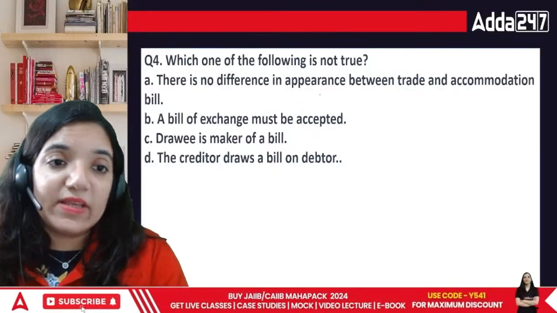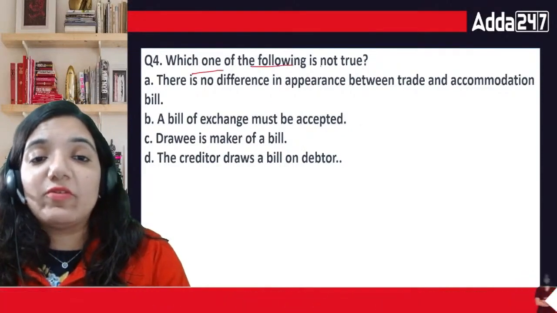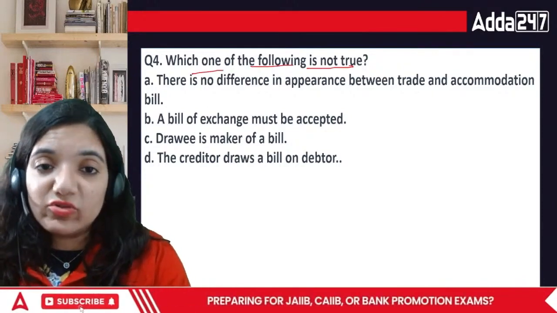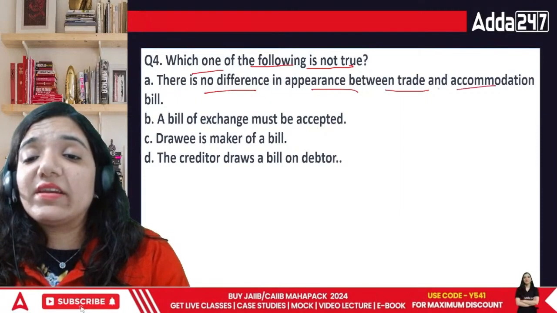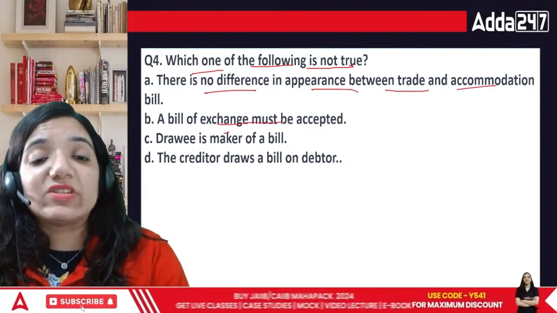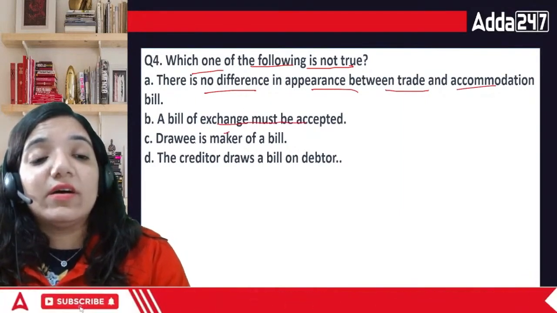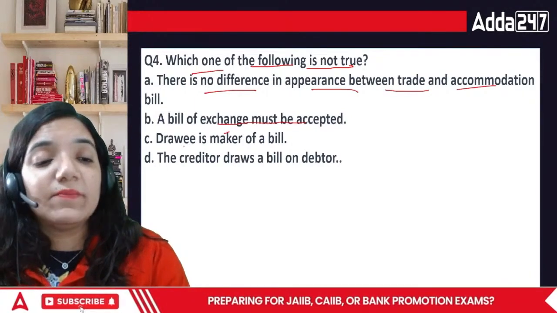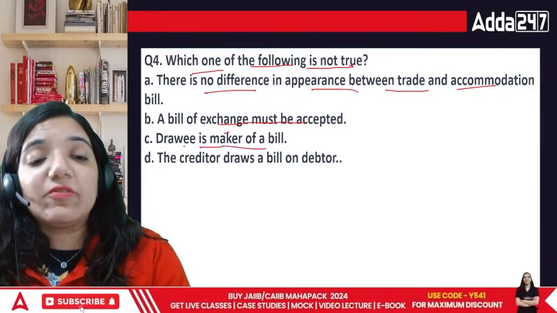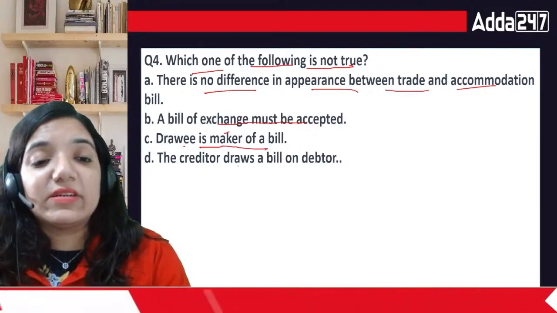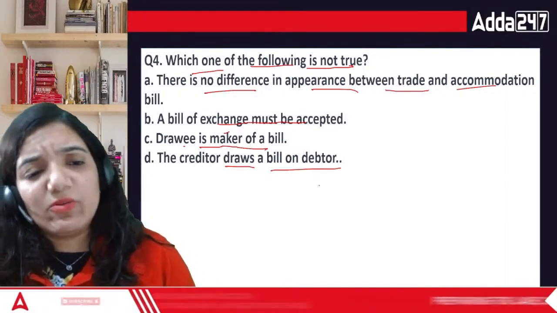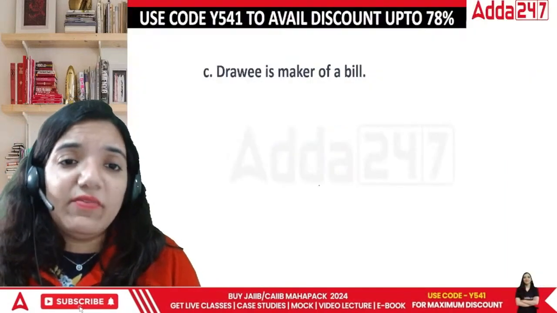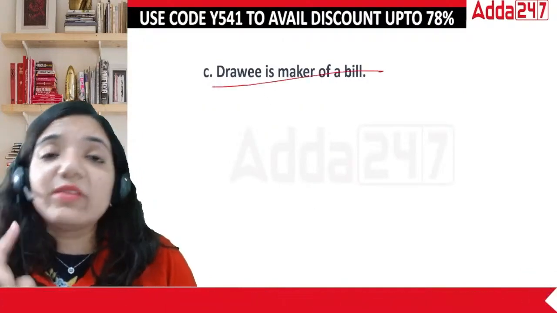Done, everyone? Then comes: which one of the following is not true? There is no difference between trade and accommodation bill. The bill of exchange must be accepted, or the creditor draws up bills on the debtor. This is also correct. When we look at the entire thing, there's only one thing wrong: the drawee is not the maker of the bill.